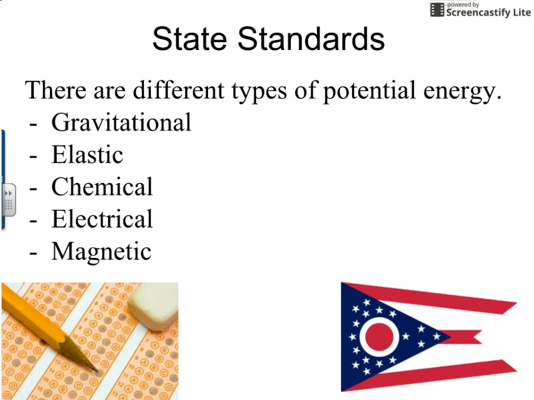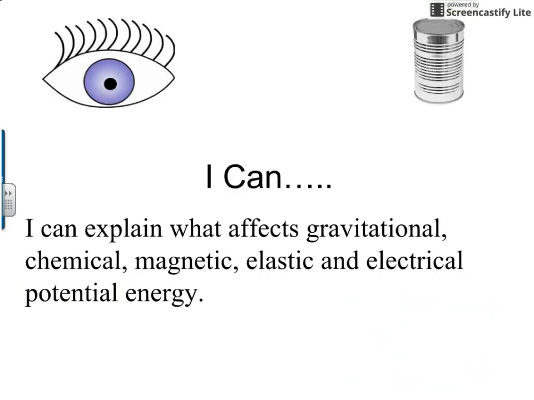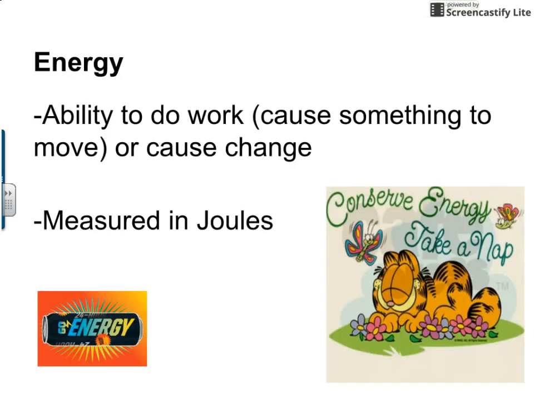Our state standard that we're going to be hitting today is that there are different types of potential energy, and we're going to focus on gravitational potential, elastic potential, chemical potential, electrical potential, and magnetic potential energy. By the end of class, you need to be able to explain what has an effect on gravitational, chemical, magnetic, elastic, and electrical potential energies.